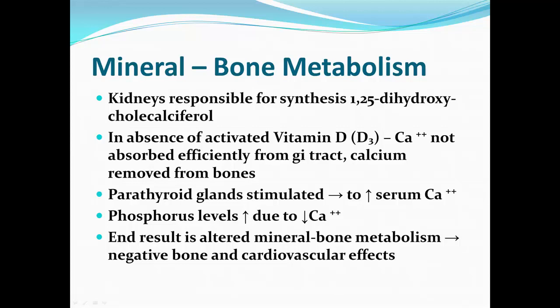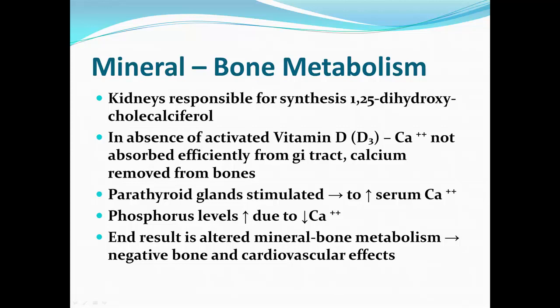In the absence of activated vitamin D, which is D3, calcium is not absorbed efficiently. And remember, most of our calcium absorption comes from the GI tract. When we don't absorb calcium from the GI tract, the body will take the calcium out of the bones. So because the kidneys aren't reabsorbing any of this calcium, this leads to a decrease in the plasma calcium and a reflex increase in the phosphorus level. When you increase that phosphorus level and you have a decrease in the calcium level, that stimulates the parathyroid hormone. Under the influence of parathyroid hormone, the idea is to increase the serum calcium.